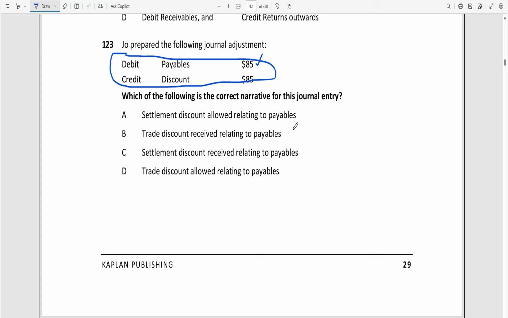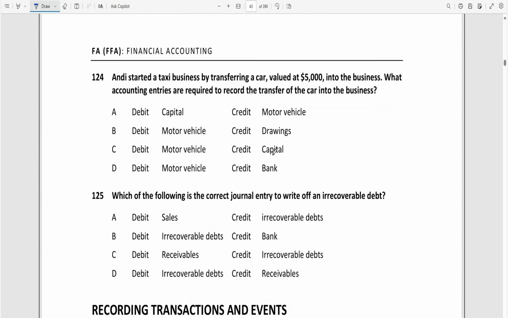So in that case, option B and D will be out of the four options, and A I have already rejected. This is not correct. Why? Because they said discount allowed. This is not discount allowed. This is the discount received. So that's why option C is the suitable option. Okay. Question number 124.